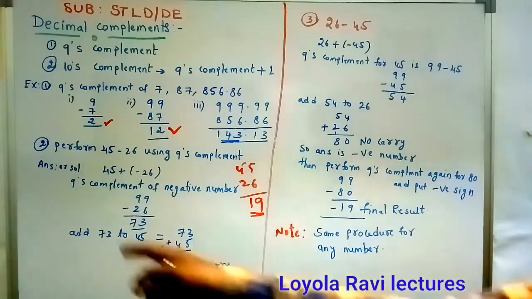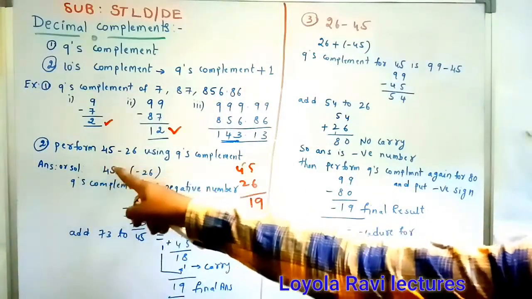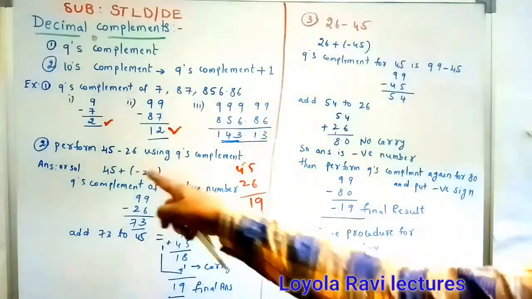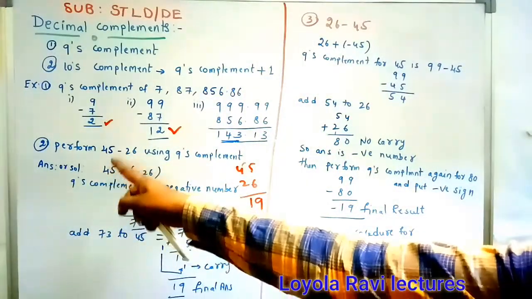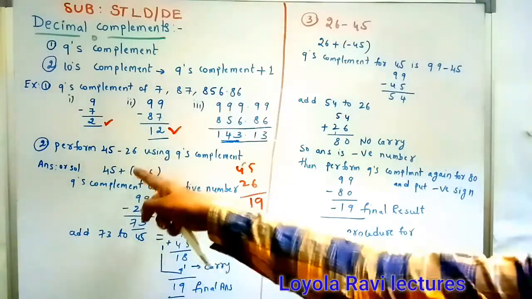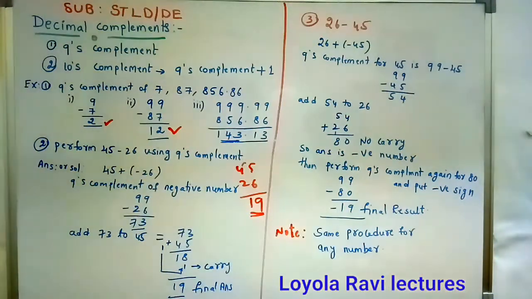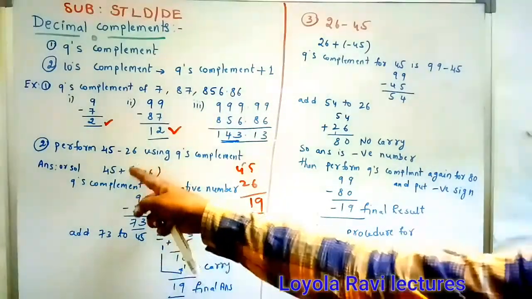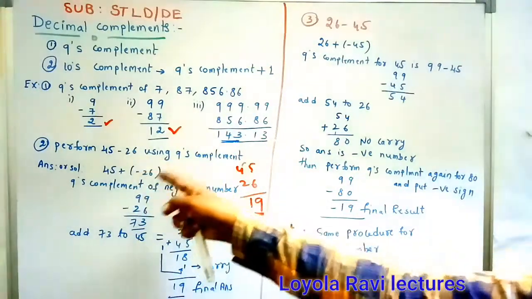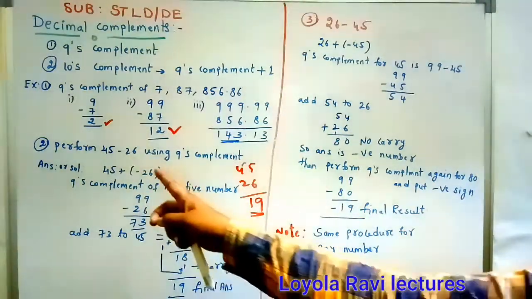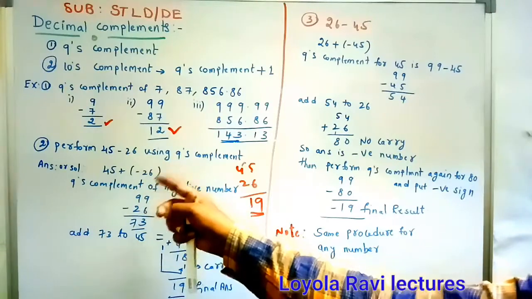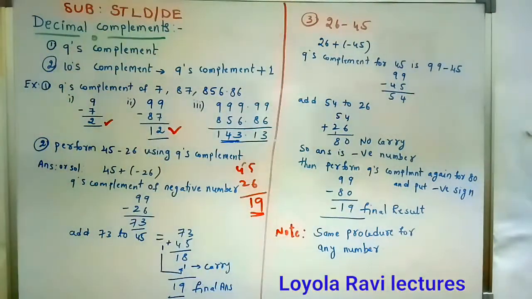I am going to write this as 45 plus of minus 26. Basically these complements are used for the representation of negative numbers. So I write the negative number like this, 45 plus of minus 26. For all negative numbers we have to find the complement, and whatever result we get for the negative number, add it to 45, then we will get the final answer.